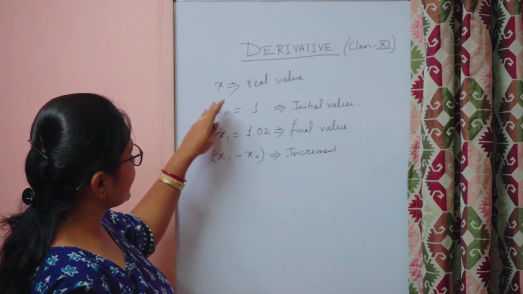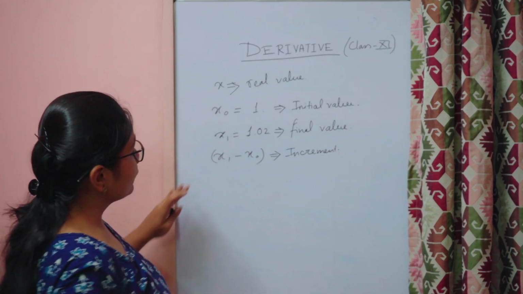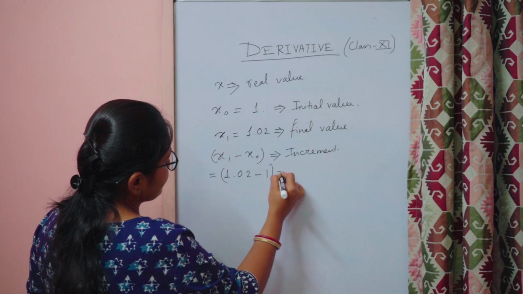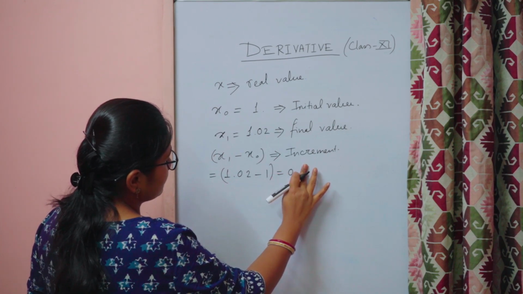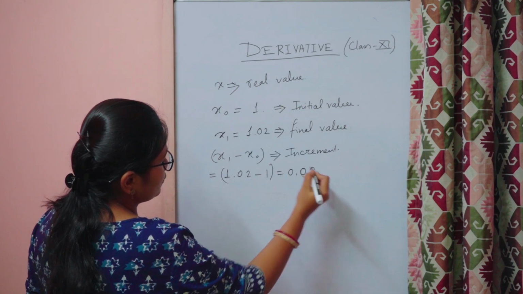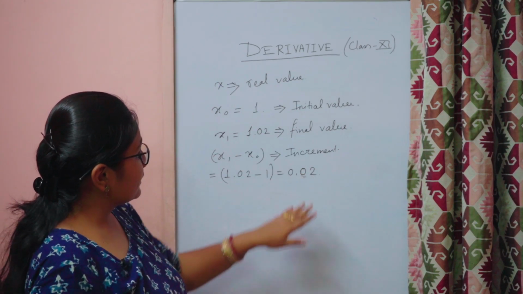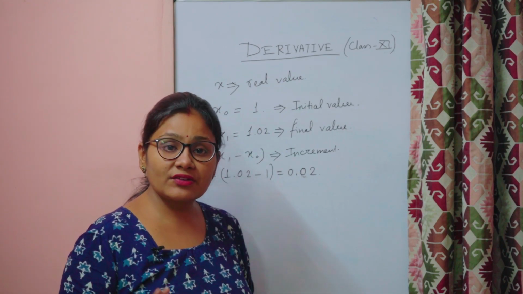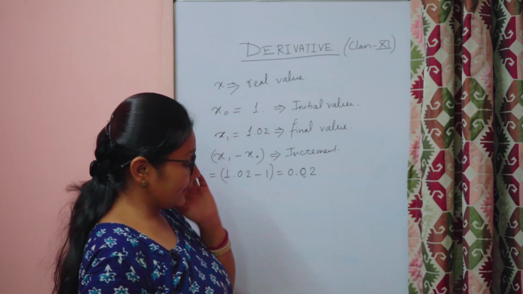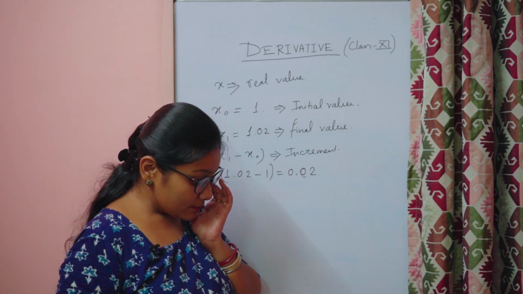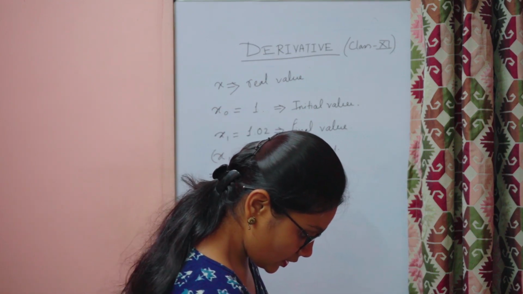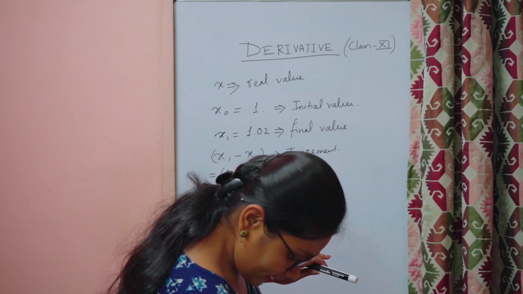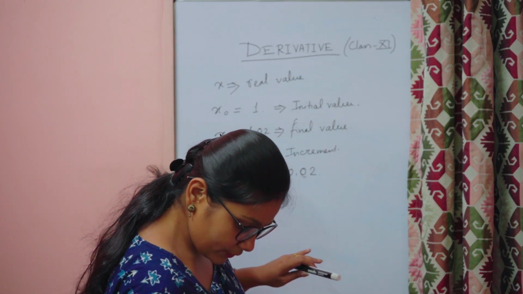So how much increment has been done over here? The value of the increment over here is equal to 1.02 minus 1, that is 0.02. So this is the increment of the value for the variable x. So this is the definition of increment. Okay. So this is one example for it. Now we have solved this sum.